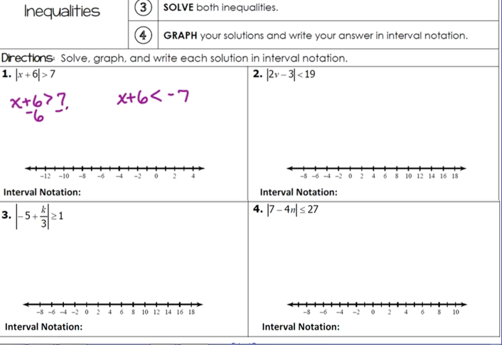All right, so solving these two inequalities. Subtract 6 from both sides. So x is greater than 1 is one of our solutions. Subtract 6 from the other one, so we get x is less than negative 13.